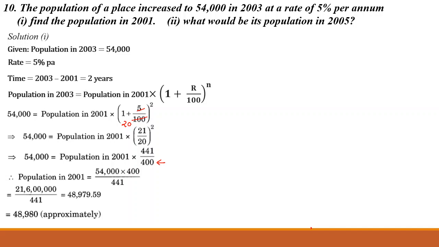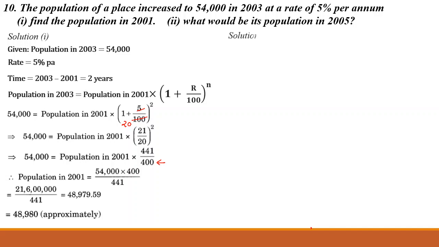The second part is quite easy. For the second part, 54,000 will be the principal. Time is 2005 minus 2003, that is 2 years. So n is 2 years and the rate is 5%. We just have to calculate the amount in the second case.